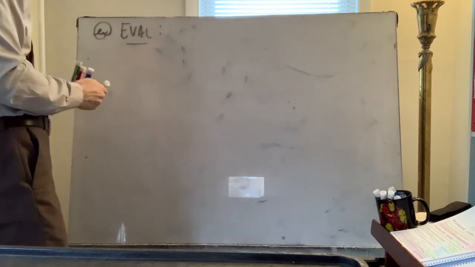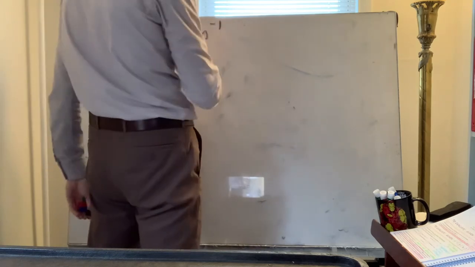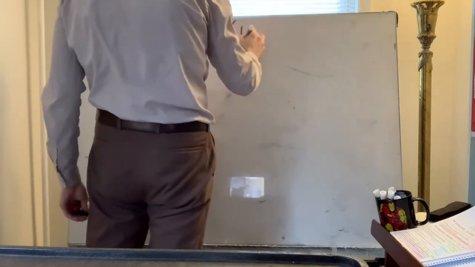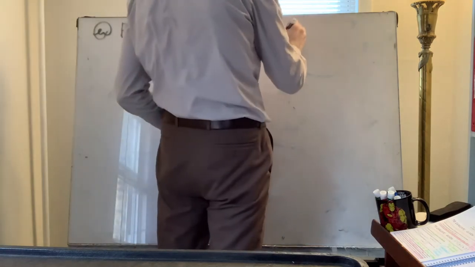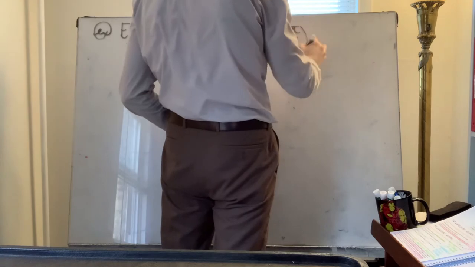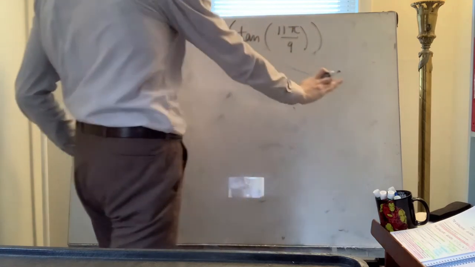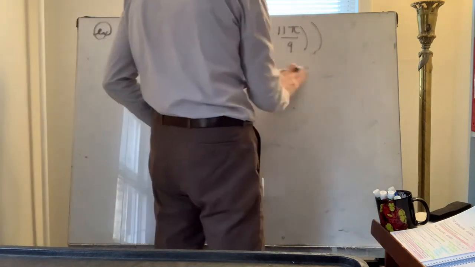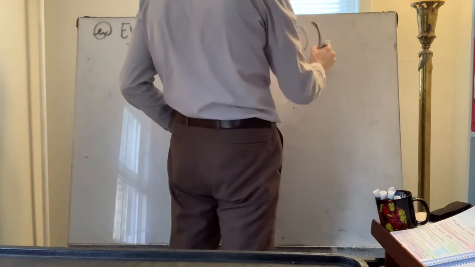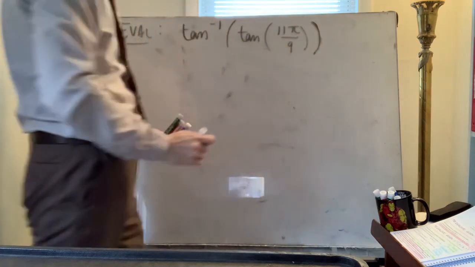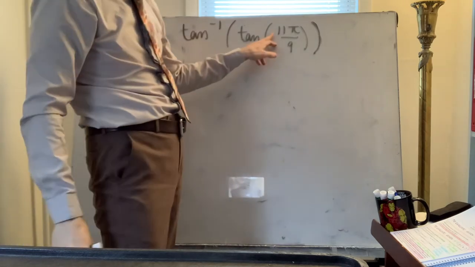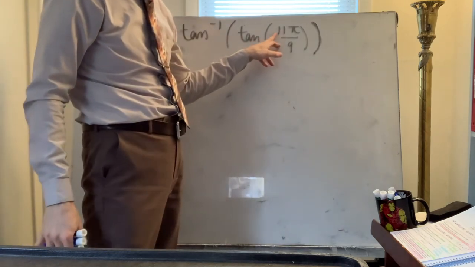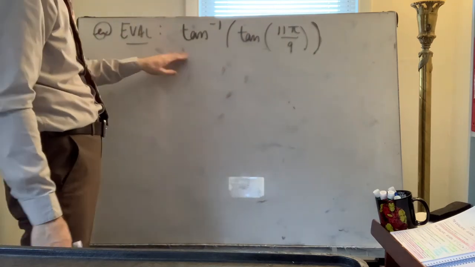Let's say that you have this instead, the inverse tangent of the tangent of 11 pi over 9, a slightly less familiar figure. All right, this is a peculiar pi radian equivalent of a degree. Well, let me just say this first.